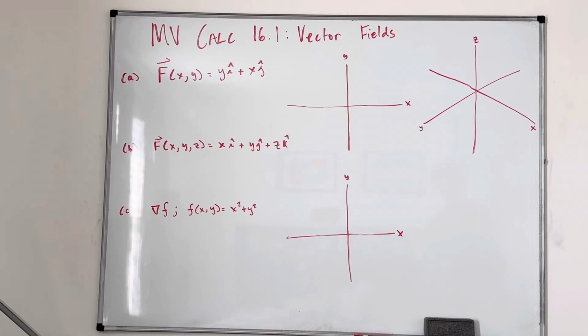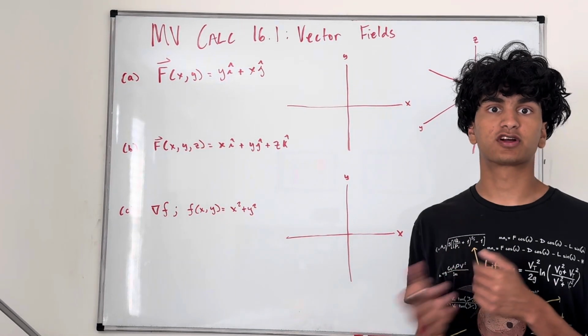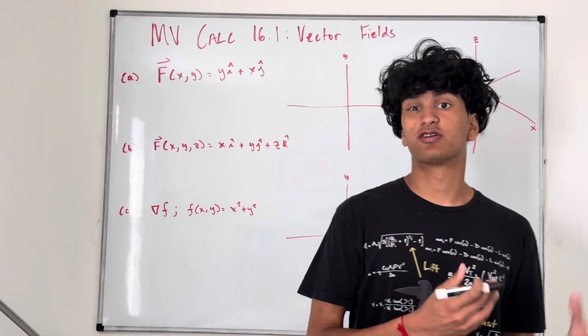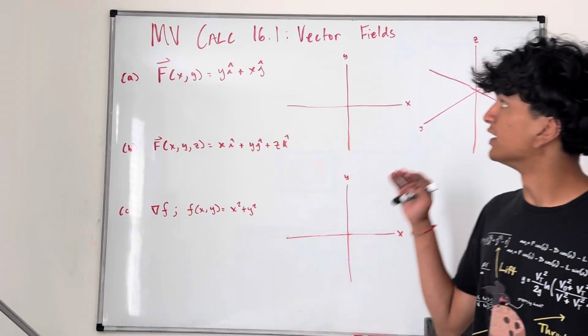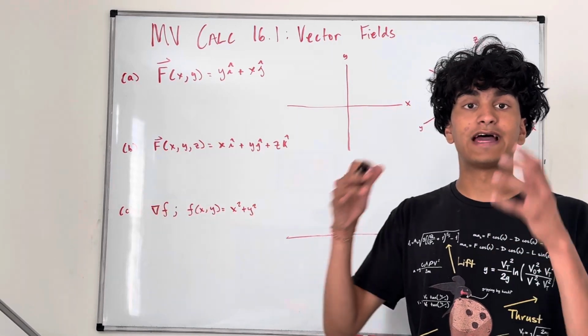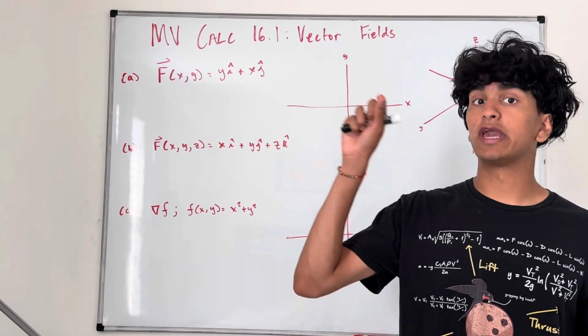So in chapter 13, we studied vector functions, right? And how a vector function worked is it would be like r of t, position as a function of time. Now what we're going to deal with is vector functions that depend on a location in space, right?